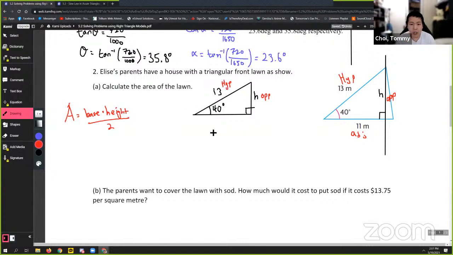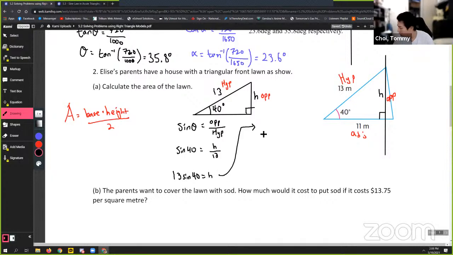In doing so, we would have to use sine to solve this. So sine theta is equal to opposite over hypotenuse. And we plug in our values here. Opposite is h, hypotenuse is 13, and sine 40 is equal to h over 13. Moving the 13 to the other side, we get 13 sine 40 is equal to h. And solving that on our calculator will get you the height.